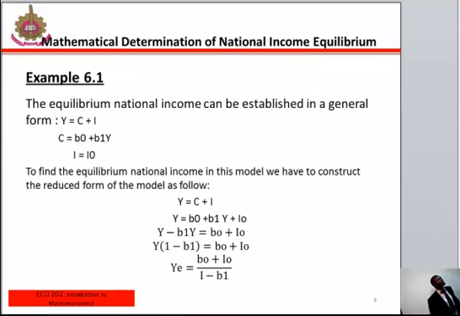This is the first example of national income determination. If you look at the example, it says the equilibrium national income can be established in a general form. Y is equal to C plus I, where C is the consumption, which is also equal to B0 plus B1Y, where I is equal to I0. Now we are asked to find the equilibrium national income in this model. So we have to construct it like this.